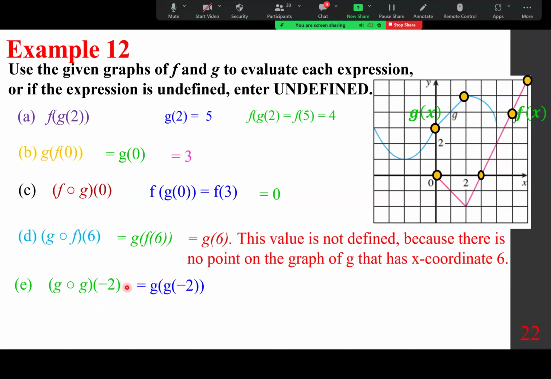The g function is the blue one. So this is negative 1, this is negative 2. So we are referring to this point, which means y coordinate 1, and g of 1, this is 1, seems to have the y coordinate 4.